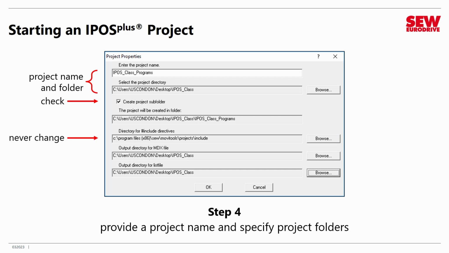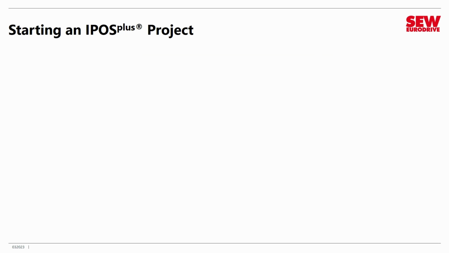Never change this line. You want it just to always point here. Otherwise, you may have trouble when you try to compile. And this points to locations for other files that are generated as you compile. You can just leave those at the default values. That's fine. And then click OK, and you're good to go.